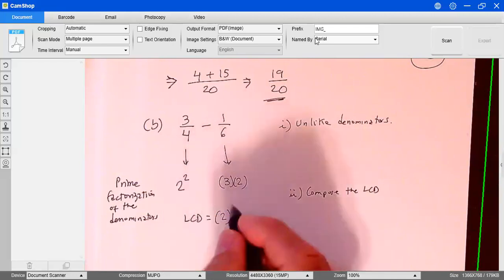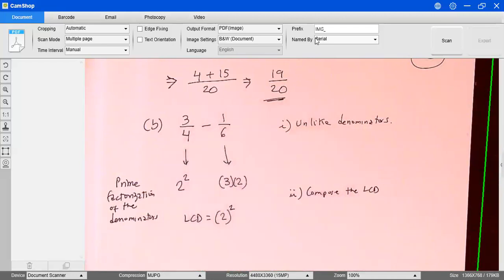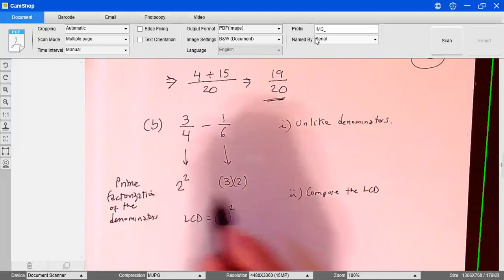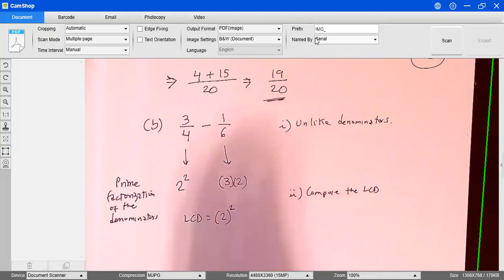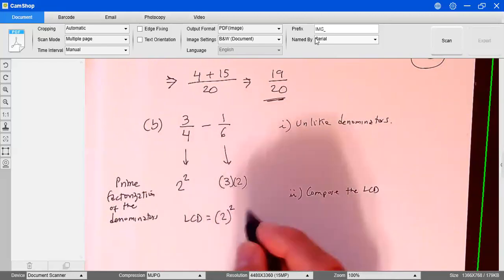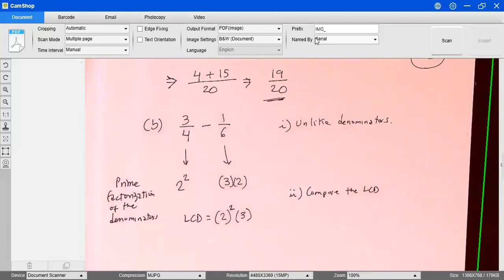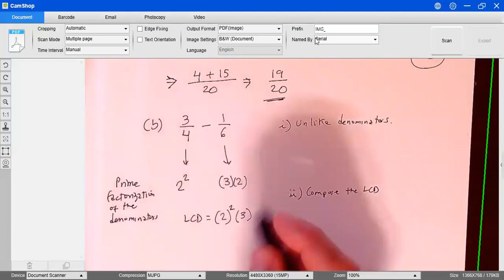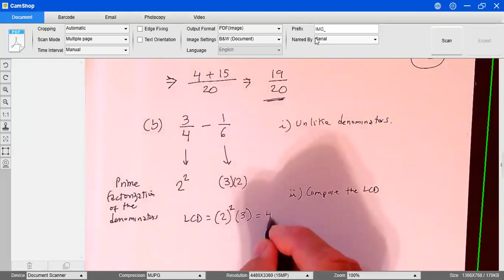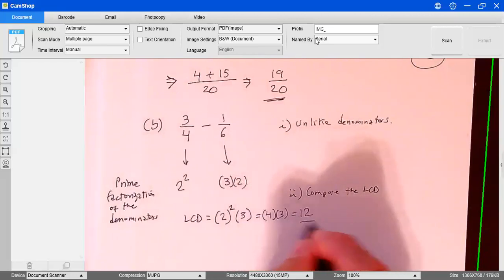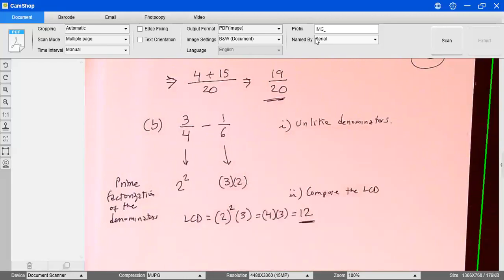But in this case, we use the highest power. So 2 to the second power is the way that we're going to write this prime number, number 2. The other prime number that is present in these denominators is 3, and that's it. So this is going to be 4 times 3, so this is going to be 12. 12 is our least common denominator.